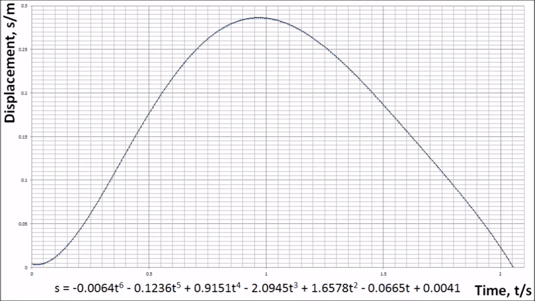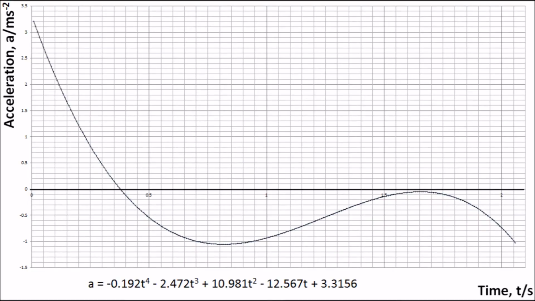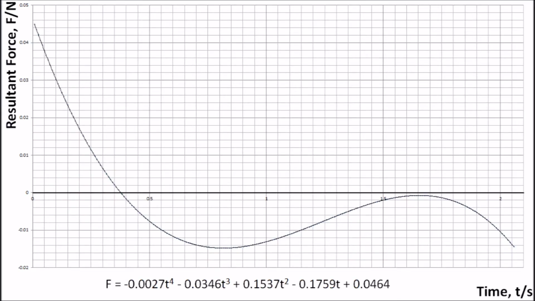Now if I differentiate the graph of displacement against time, I get a graph of velocity against time, and this video is getting incredibly sad, but we'll roll with that. Now if I differentiate the velocity time graph, I get a graph of acceleration against time, and by Newton's second law, F equals mass times acceleration. So if I multiply the equation by 0.014 kilograms, which is the mass of the ball bearing, I can make this graph which shows how the resultant force of the ball changes with time.